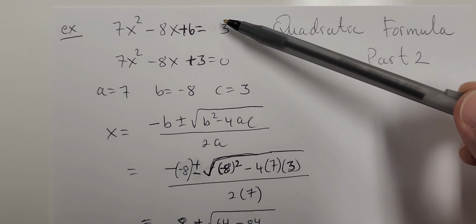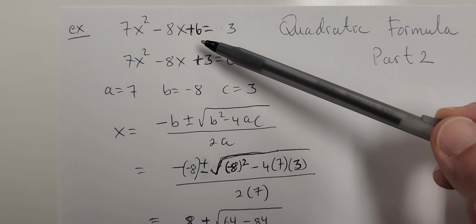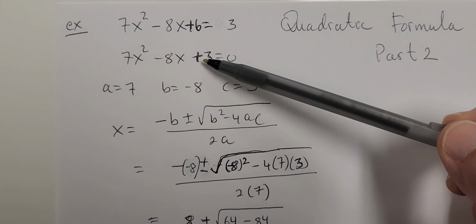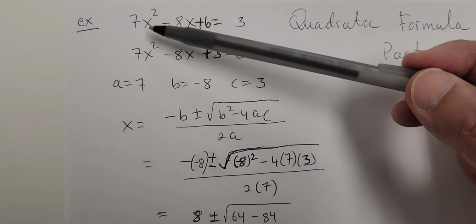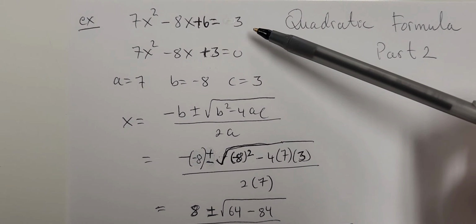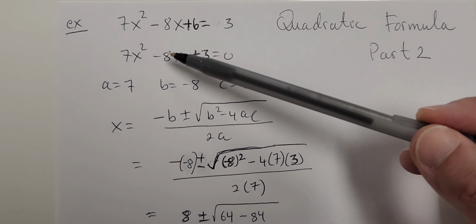One more time. Bring this 3 over. Since I bring it over, it becomes minus 3. So 6 minus 3 gives me positive 3. And then I have 7x and negative 8x. Make sure all of the values are on the left side.